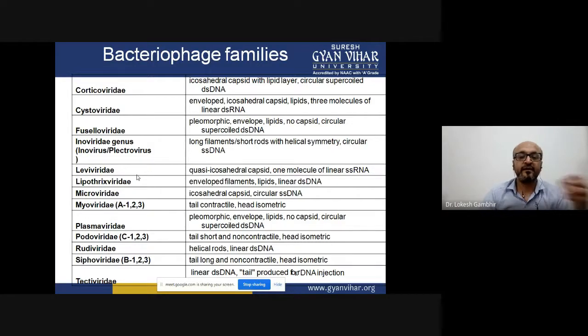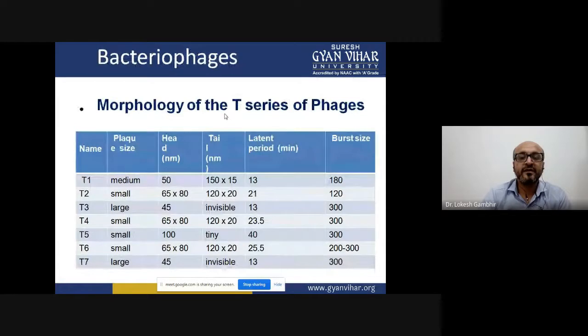So you see, the diversity is very high, and each and every family has been thoroughly studied in terms of their structure and in terms of the genomic content. So when we establish the understanding of these bacteriophages, among the bacteriophages, the most commonly studied are two, the T phage family and the lambda phage. When we are talking about the T series of the phages, we are talking about the nomenclature from T1 to T7, where T1 is the medium virus, and 3, 4, 5, 6 are the small viruses, and T7 is the largest virus.